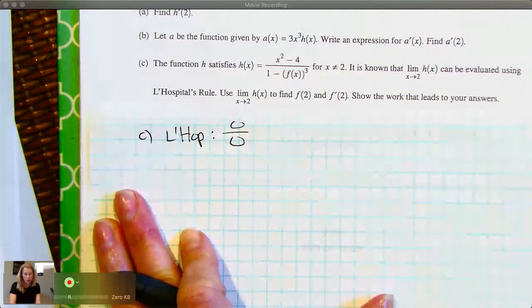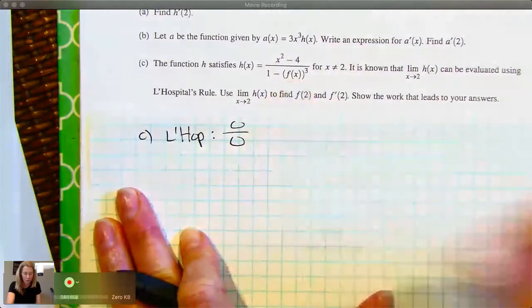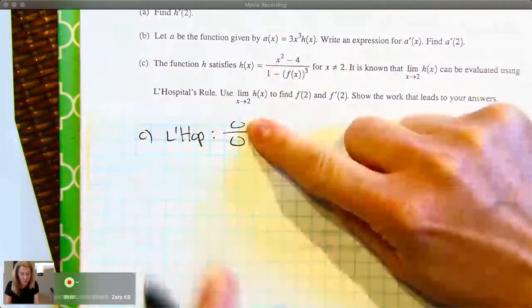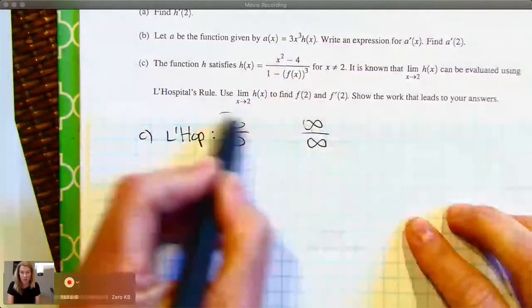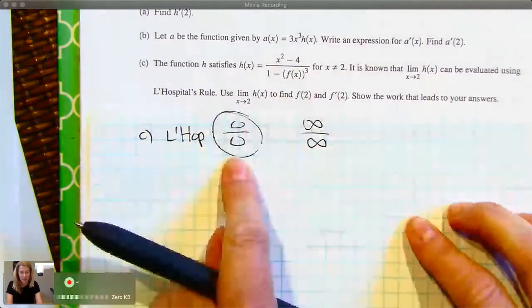Alrighty, so let's start off with, do you remember how L'Hopital's rule works? One of the conditions is you have to either have 0 over 0 or infinity over infinity, right? In fact, this is what we have in this particular problem. What do we do with that? What does that help us do here?